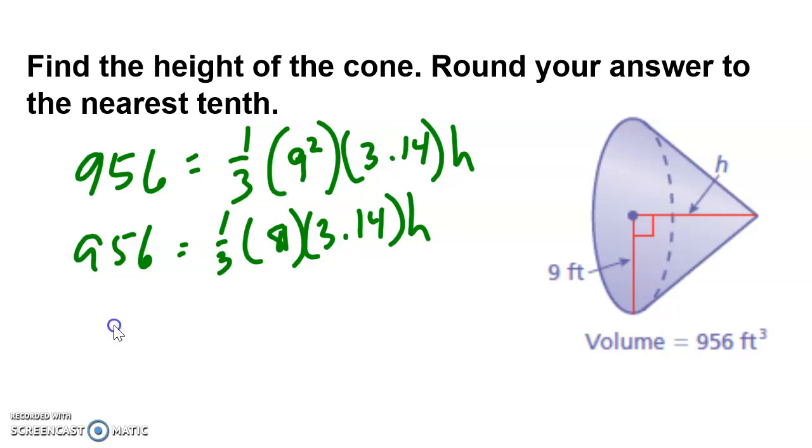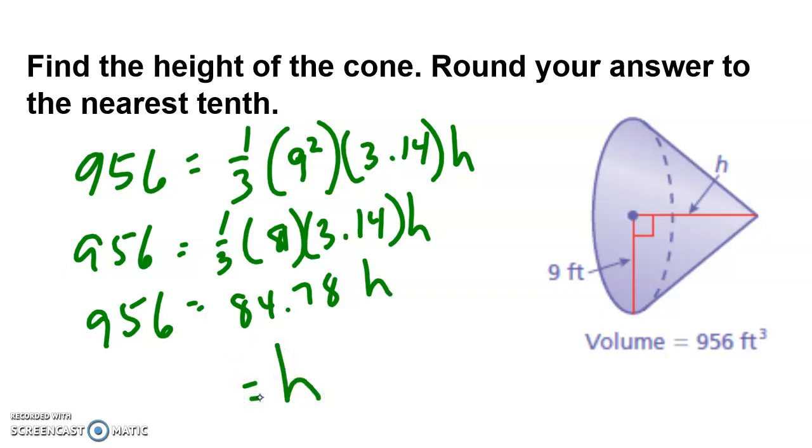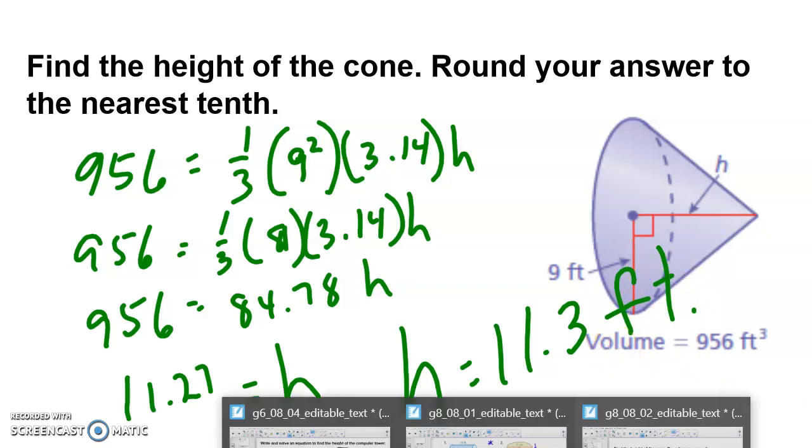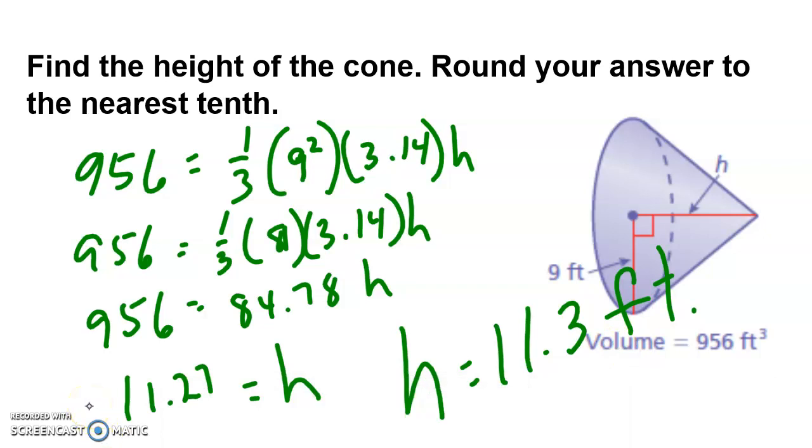So if you ended up working backwards, you ended up with 956 equals 84.78 times h. Divide each side with an inverse. And so h equals a long decimal, 11.27, nearest tenth. So h equals 11.3. All right, everybody. Now you are prepared to solve volume of a cone. Great job. Good luck.